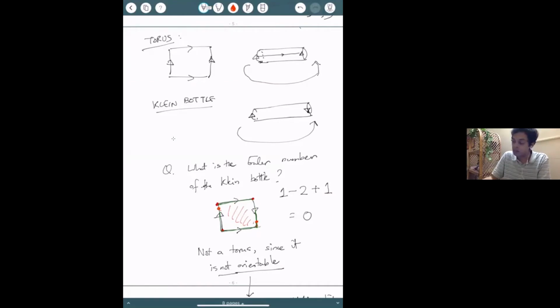So if you're an ant on this Klein bottle, and you go towards this orange guy, then you find yourself in the orange spot, and you find yourself coming out of here. Okay, so topologically, this is the space that you have constructed, right? Is that clearer?